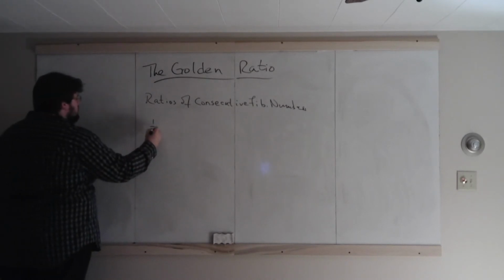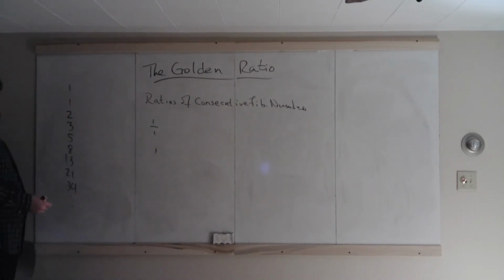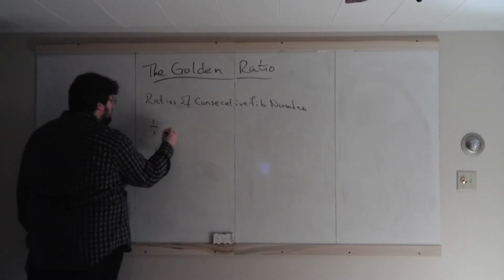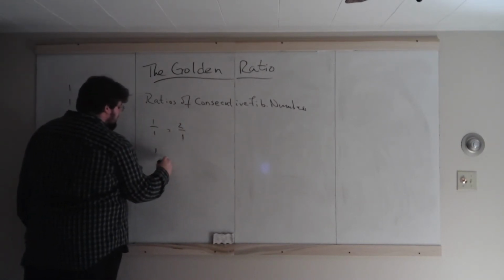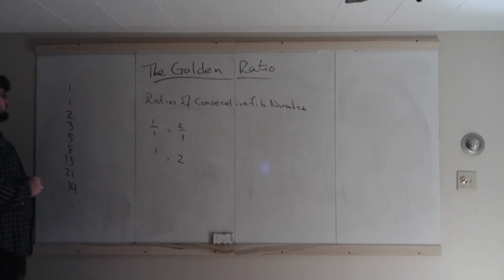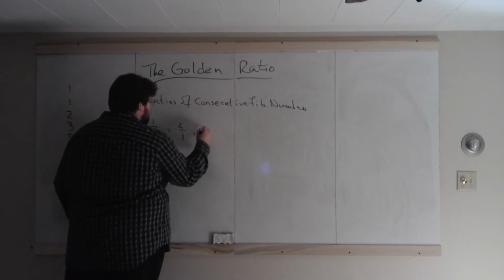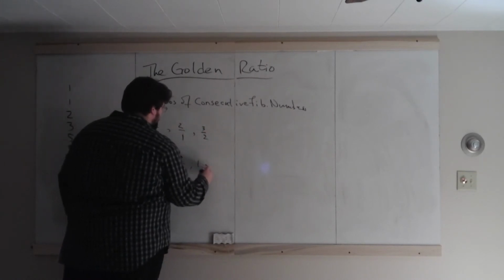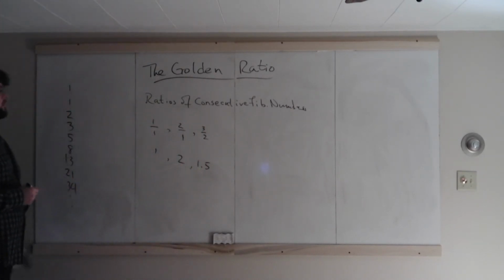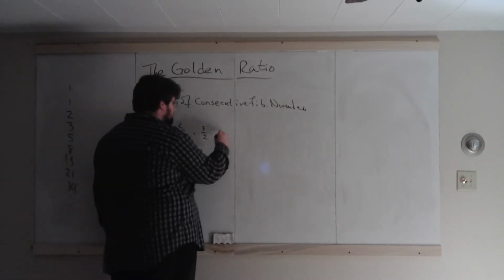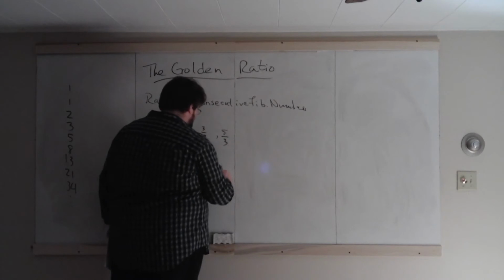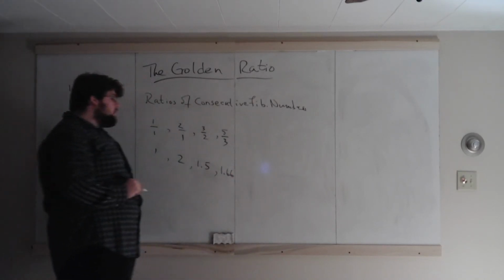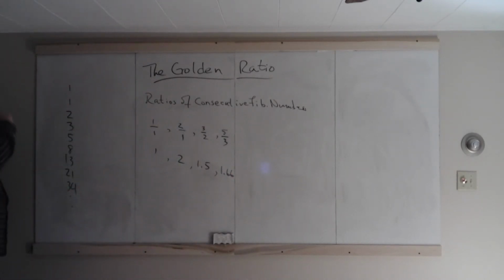So here we have 1 over 1, and that equals 1. We're going to write this as the decimal. Then the next ratio, we have 2 over 1, which reduces to 2. The next one, 3 over 2, that's 1 and a half. And I'm going to write the decimal. I don't like decimals, but they're good for this. Next, we have 5 over 3. That's about, these will be approximations, about 1.66, unless they're exact.